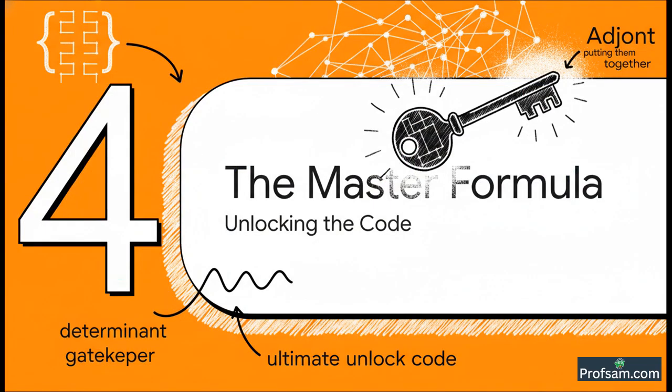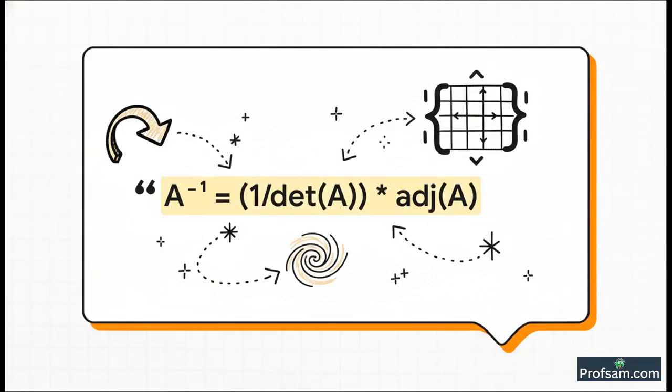All right, we've got the adjoint, and we've just passed the determinant gatekeeper's check. It's finally time to put these two pieces together and reveal the master formula, the ultimate unlock code for our matrix. And there it is, the master key. The inverse of A is simply the adjoint of A multiplied by 1 over the determinant of A. You can see so clearly how the two big pieces we just learned about, the adjoint and the determinant, come together perfectly to form the inverse. This is the formula you need to master.